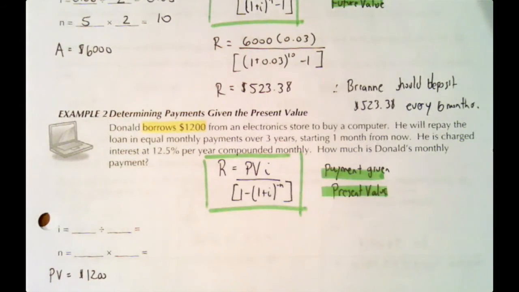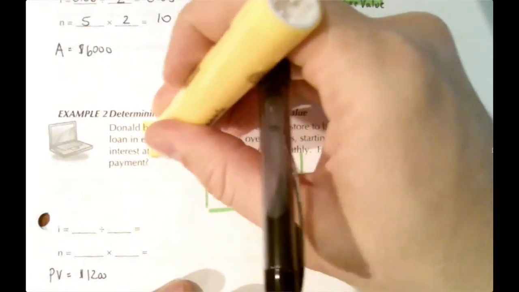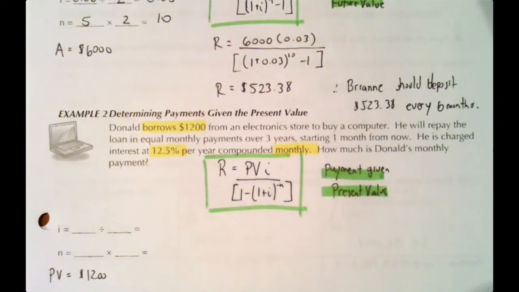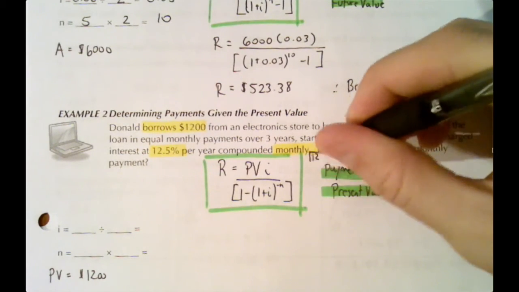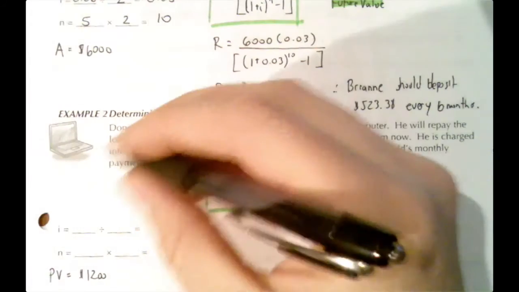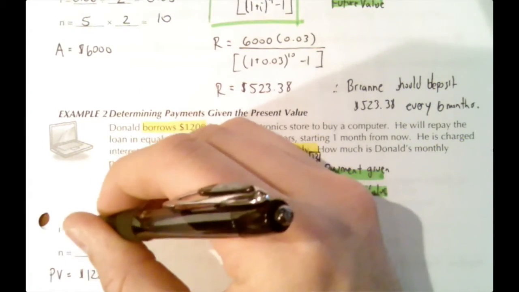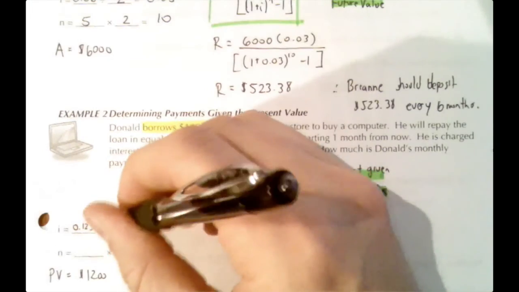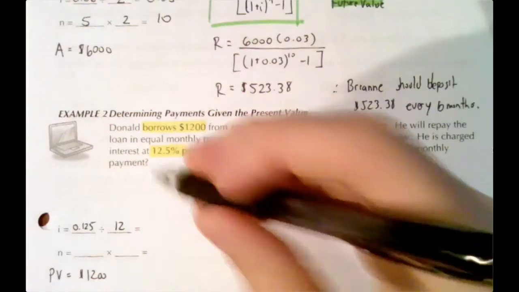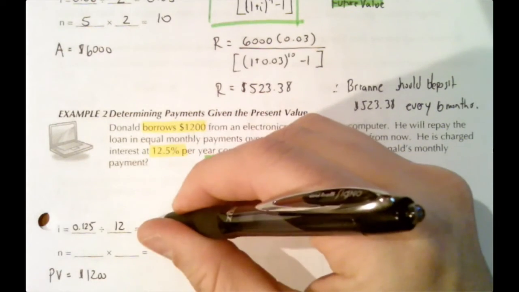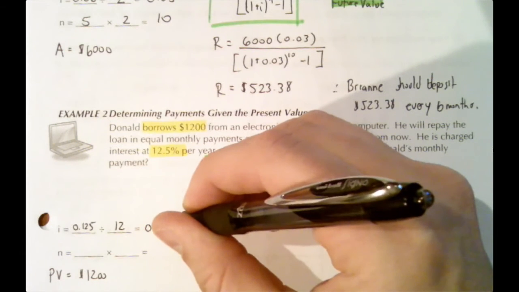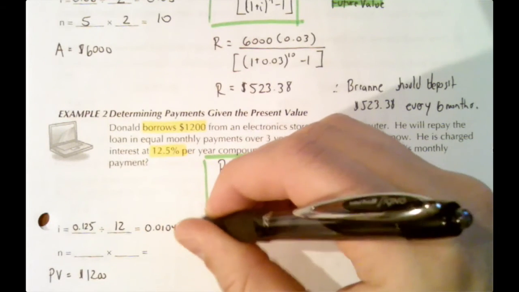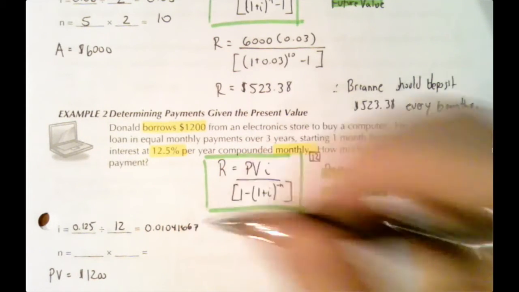To find I, we need an interest rate. Here's an interest rate, 12.5%. And we need to know how often it's compounded. Monthly. Monthly is 12 times. So, to find I, 12.5% as a decimal, divided by 12, because it's monthly. And we get a nice long decimal, which we need all of the decimals for. Because when you're working with exponents, things get really big really quickly, and we need as accurate a number as we can get.